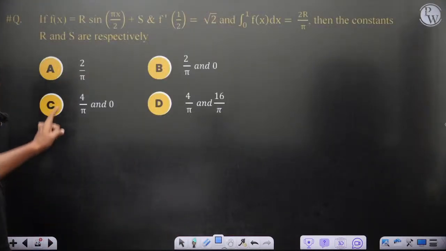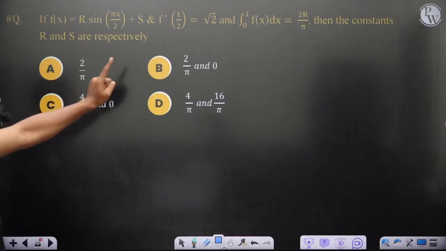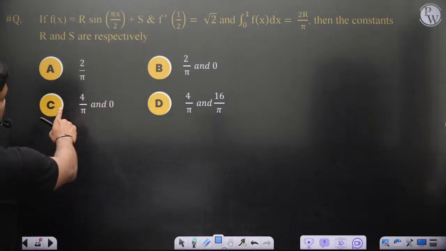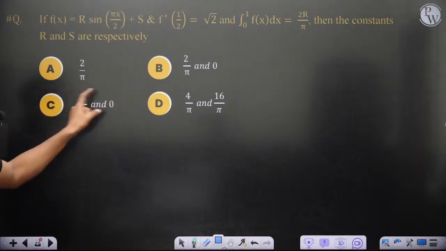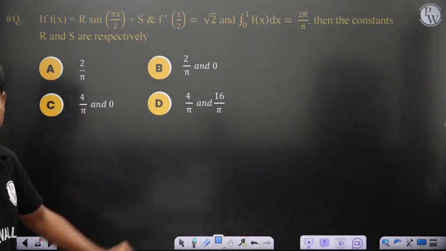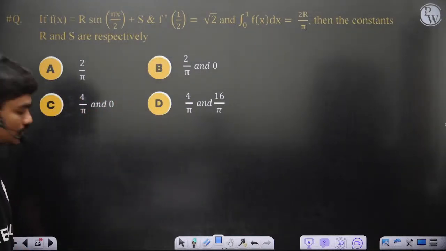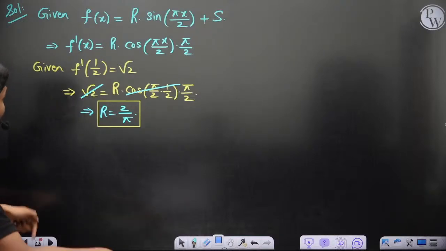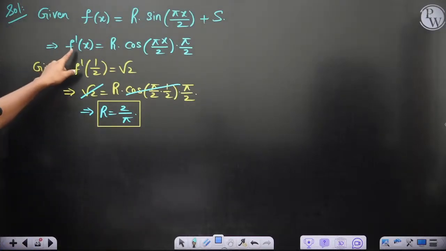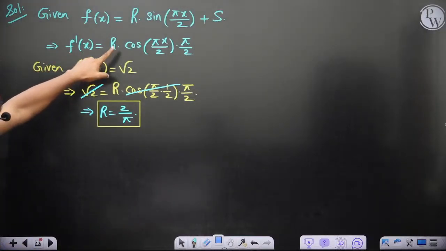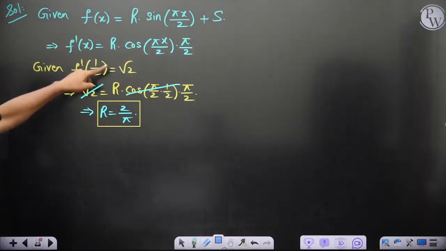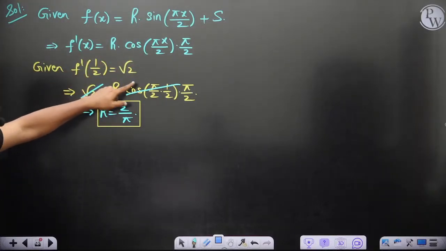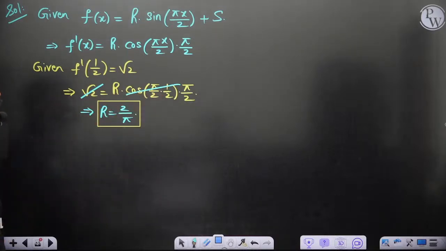That's good. So let's see, in all these options, in option C and D both have this value of R to be 4 by pi. So C and D should not be the correct answers actually, right? Then how have you entered, or did I commit any mistake? So f dash of x is equal to R cos pi x by 2 into pi by 2. If you replace x by 1 by 2, the value is square root of 2. So root 2 is equal to R cos pi by 4 into pi by 2. So if you cancel this, R is coming out to be 2 by pi.